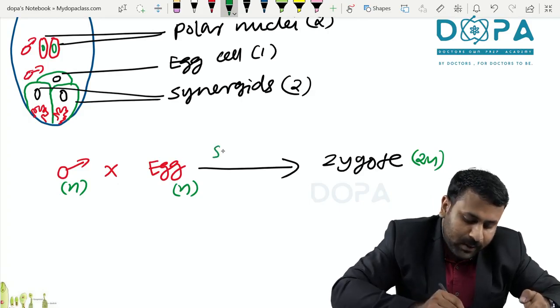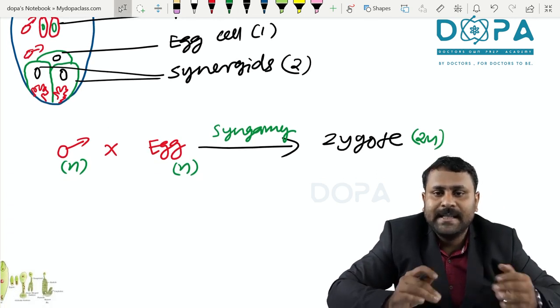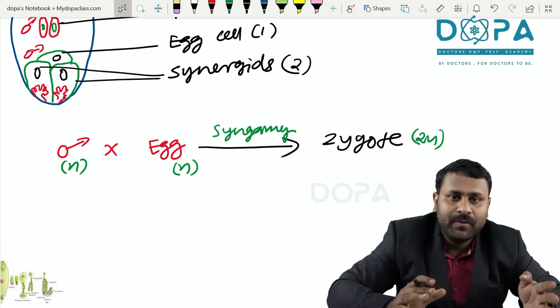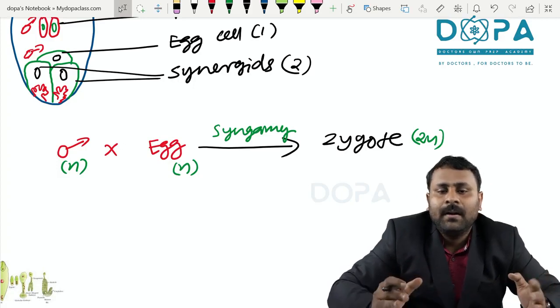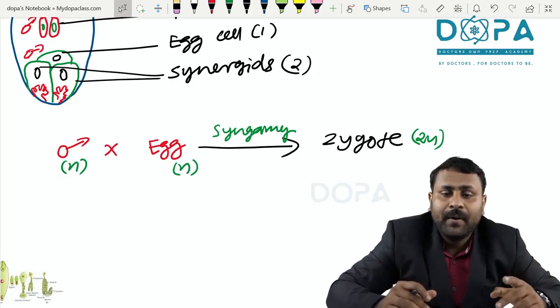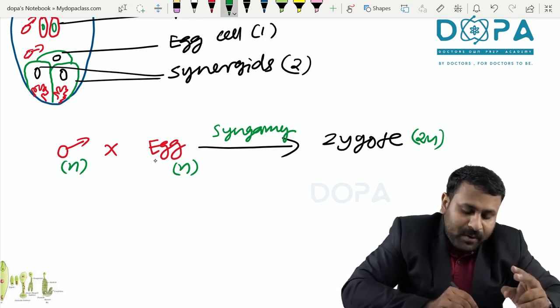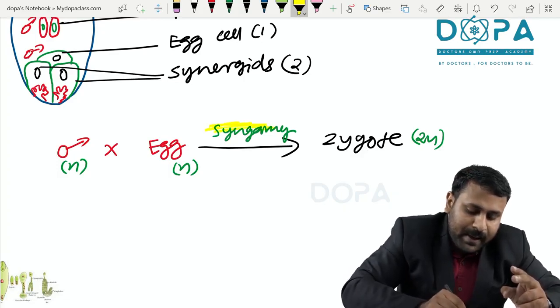And this process is called zygamy. Total 2 male gametes are discharged into the cytoplasm of synergids. 1 male gamete moves toward egg nucleus and another male gamete moves towards polar nuclei or central cell. Polar nuclei otherwise called diploid secondary nucleus. So haploid male gamete fused with haploid egg female gamete and forms diploid zygote. That process is called zygamy.